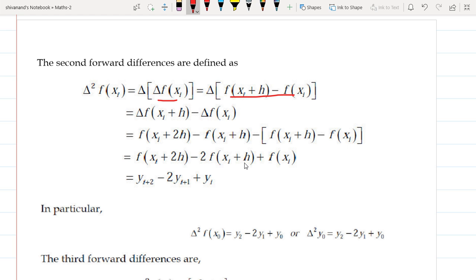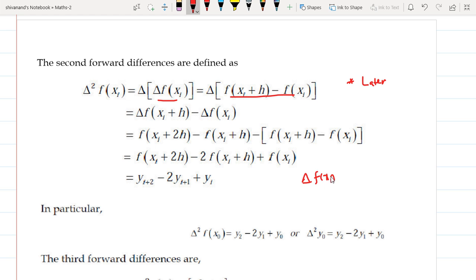When you simplify it, this becomes f of xi plus 2h minus 2 into f of xi plus h plus f of xi, that is equal to yi plus 2 minus 2yi plus 1 plus yi. Leave it. The second order forward difference we shall see later, it is not that important. When you come to the example, you will understand it easily.